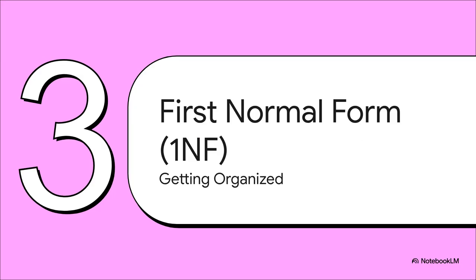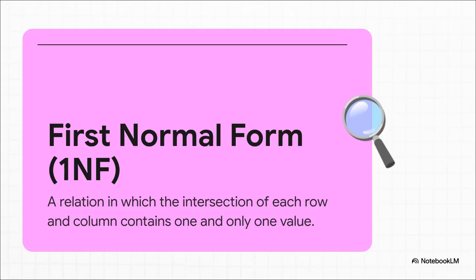All right, with our secret weapon in hand, let's start the investigation. Our first move is getting to the first normal form, or 1NF. This is step 1, the foundation for everything else, and it's all about getting organized and getting rid of messy, repeating groups of data. The rule for 1NF is actually super simple. Every single cell in your table can only hold one single value. No lists, no items separated by commas, just one piece of data.